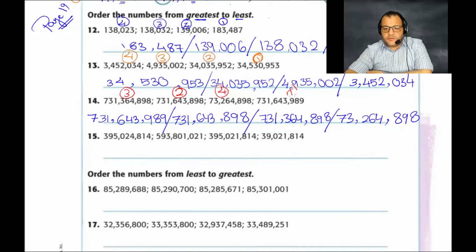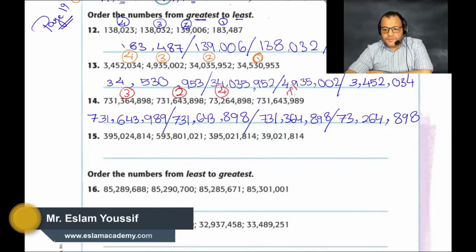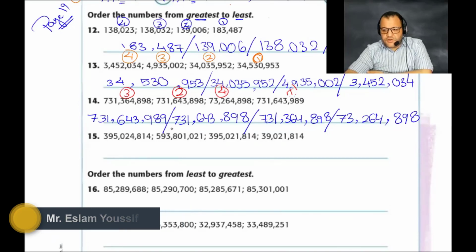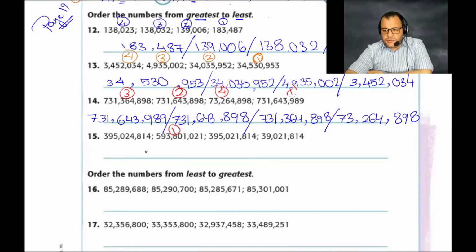The first one, yes, will be 593. That is the first one. That is the greatest number. Okay. The next one, 395,000,000. Yes. 24,814. Yes. That's it, the second one. The third one will be 395,021,814. Okay. The last one will be 39,021,814. So we need to write the numbers.